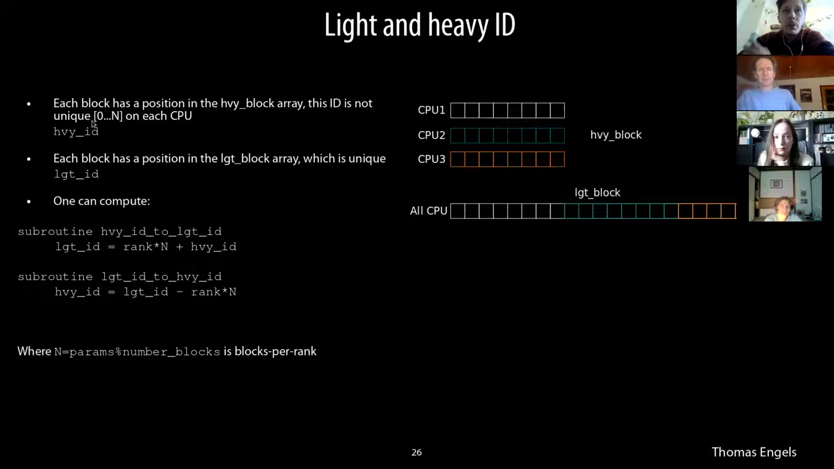So here, all CPUs have a block with the heavy ID 0, right? But they correspond to different light IDs. So this one here would be heavy ID 0 on the blue one, but its light ID is, I don't know, 8 or 9 or what, how many squares I have plotted here. So there are subroutines that you need to convert: convert a heavy ID to a light ID, convert a light ID to a heavy ID. It's essentially a one-line formula, but we just encapsulated it in these functions so that we can change the way this is done in the future much more easily.